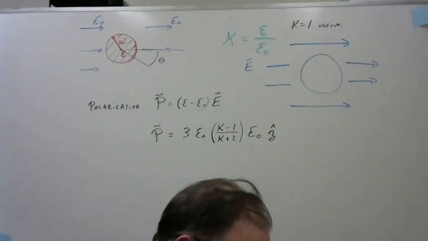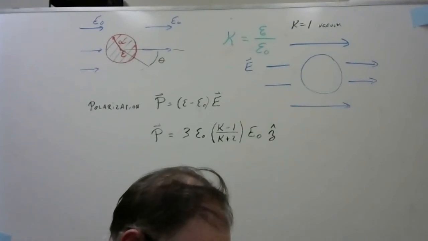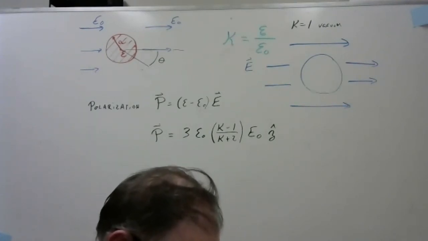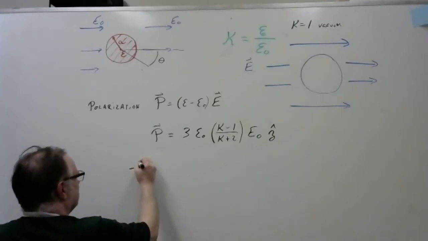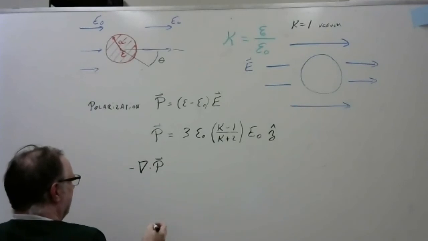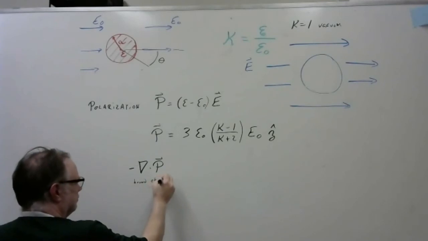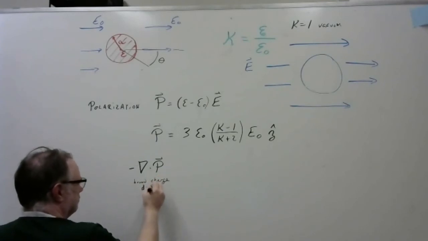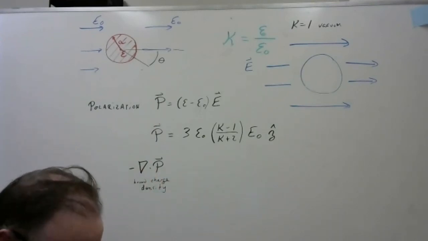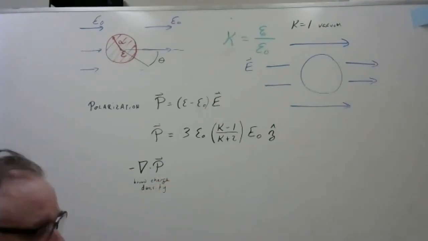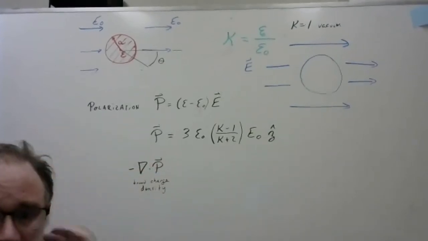Whether you remember or not, we have those equations that when we derived them, we had this quantity minus del dot P. And this was the bound charge density. The problem is, if I look at this field, I would take the derivative of this with respect to Z. What is that?